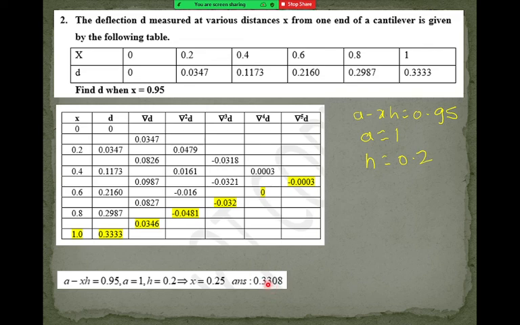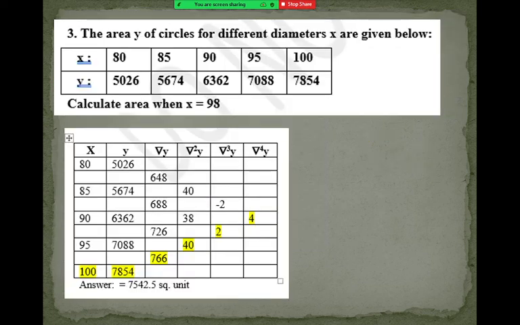The answer we get is f of a minus xh, that is f of 0.95, equal to f of a plus x into del f of a plus x into x minus 1 upon 2 factorial del square f a, and so on. I hope there is no doubt in the formula and the calculation. Any doubt, anyone here? No, sir. Good.